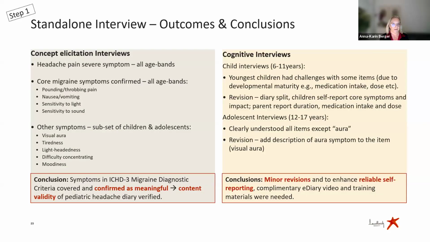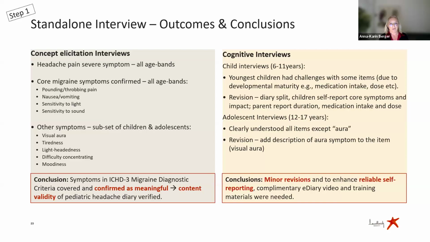The outcome of the concept elicitation interviews revealed that headache pain was the most severe symptom and reported by all age bands. Other core migraine symptoms were also confirmed by all age bands. And some symptoms were reported by a subset of children and adolescents. And these results made us conclude that all symptoms in the ICD-10 migraine diagnostic criteria were covered and confirmed as meaningful with patients. So with this, we concluded that we had reached content validity.